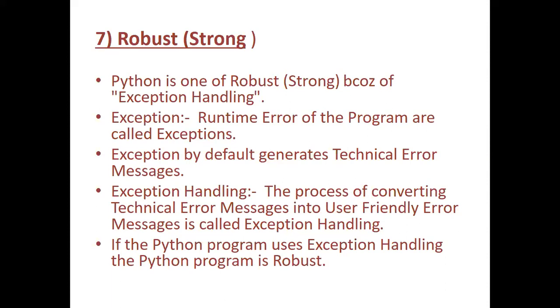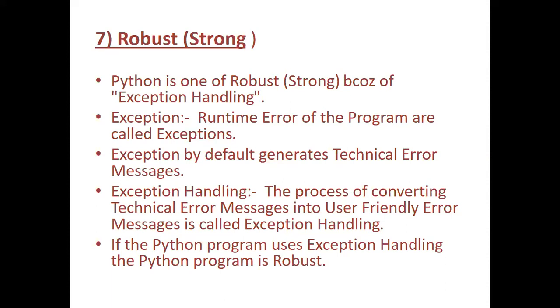So whenever we run a program, if we are unable to, we will get an error. All such errors are generated technically. Because of these errors, and because of this exception handling, it is a robust language. In spite of giving the wrong answer, what does it do? It gives the error. It generates technical error messages.